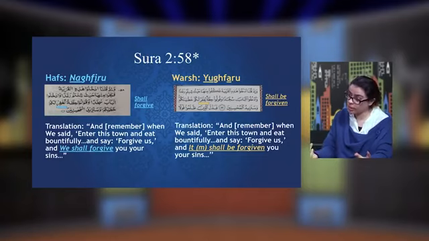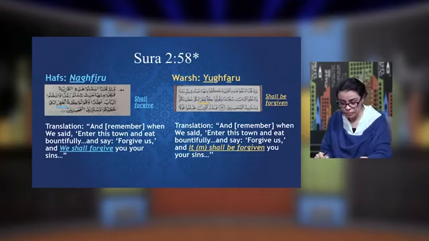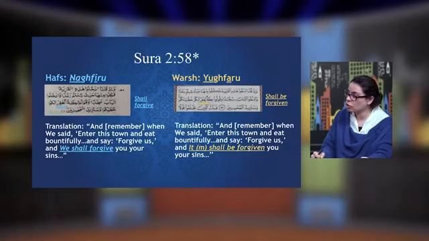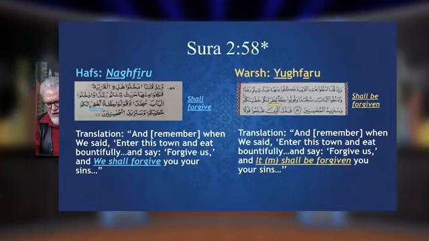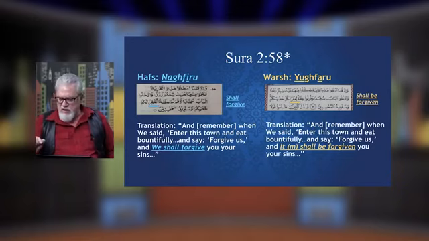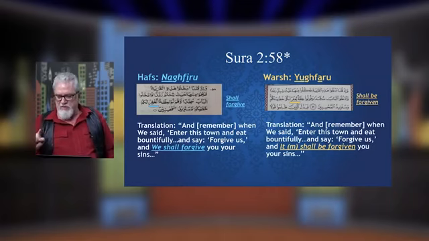So, let's put it in the sentence. Go ahead and read the Hafs and I'll read the Warsh. And when we said, enter this town and eat bountifully, and say, forgive us, and we shall forgive you your sins. On the other side, in Warsh it says, and when we said, enter this town and eat bountifully, and say, forgive us, and it shall be forgiven you your sins.